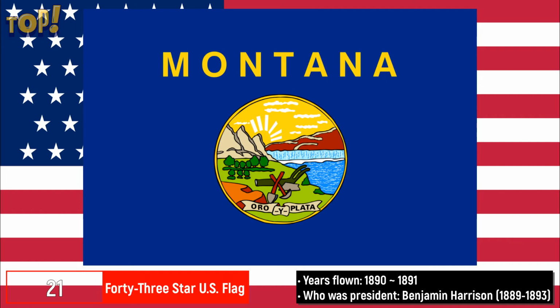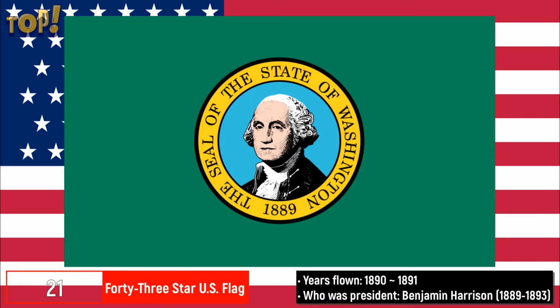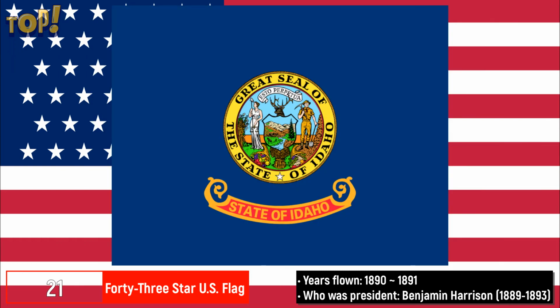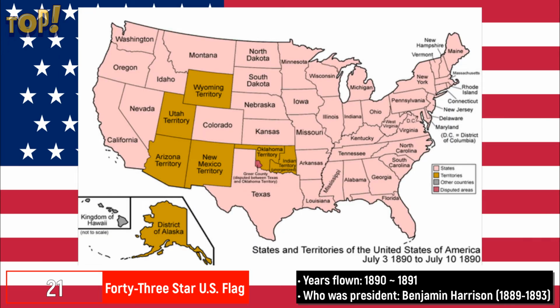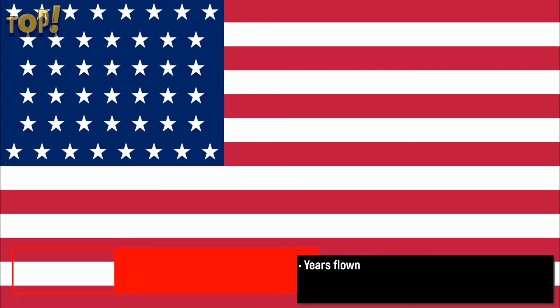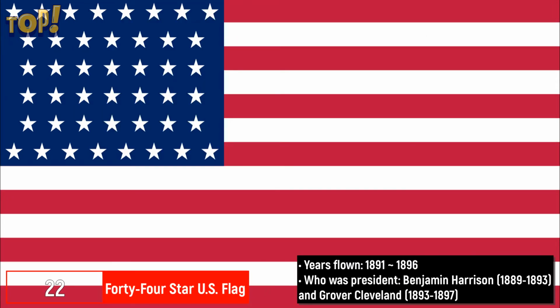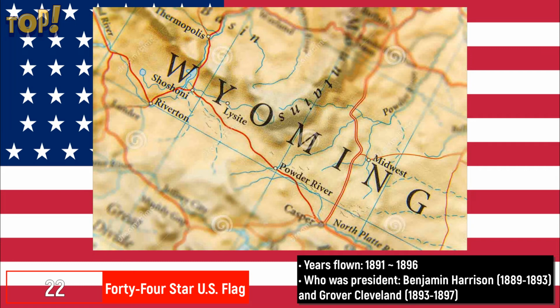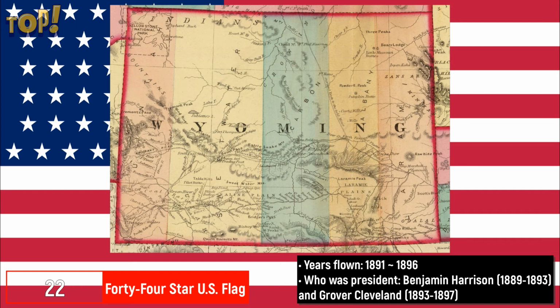5 states were admitted to the Union, and 5 stars added to the flag: North Dakota, South Dakota, Montana, and Washington all in 1889, and Idaho in 1890. 6 states were admitted to the Union when President Benjamin Harrison was president, more than any other president. Wyoming was the last of the 6, boosting the number of stars on the flag to 44.